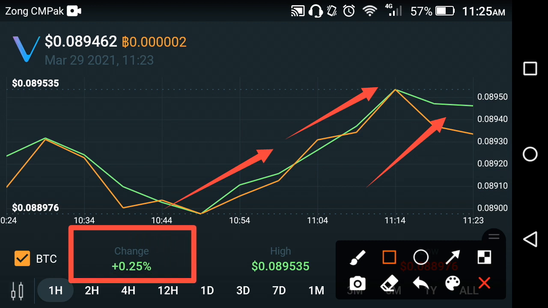As you can see here, the change of Vechain crypto in the last 1 hour is a positive 0.25% change, and the high price of Vechain crypto in the last hour is $0.089535.